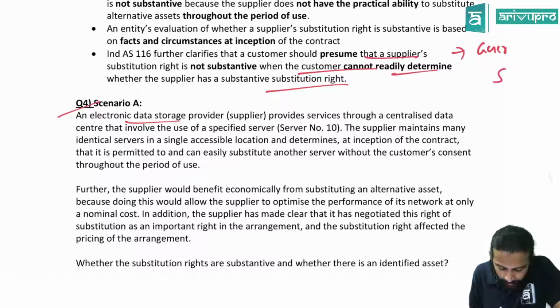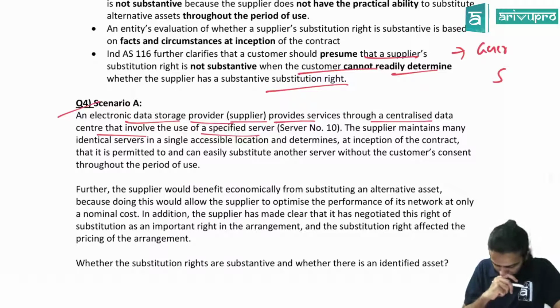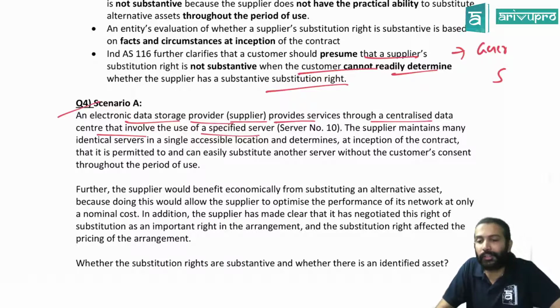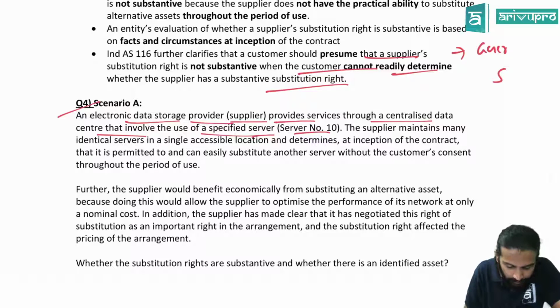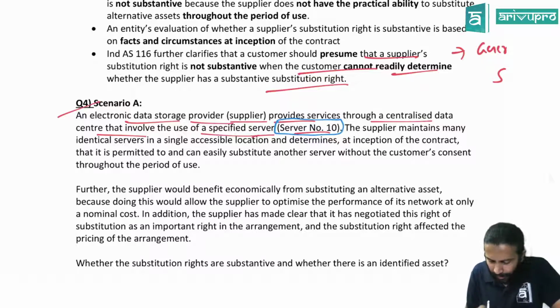An electronic data storage provider, the supplier, provides services through a centralized data center that involves use of a specified server. So there is a supplier who's giving you what, sir? Server. Maybe the customer is saying, I need the server to store my data. The data storage service is being provided by the supplier. And one specific server, that is server number 10, is given. Okay, that means identified. You may have thousands of servers, but in this we have identified server number 10. So that means you are able to identify which asset it is, correct? Okay, for the time being you have identified.